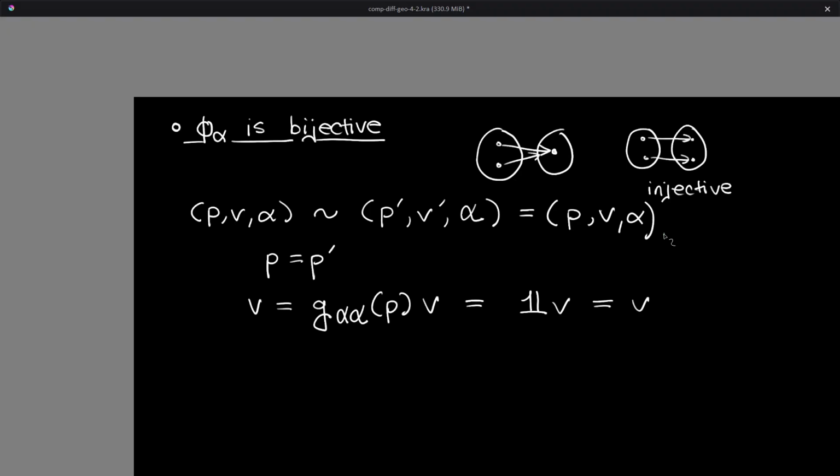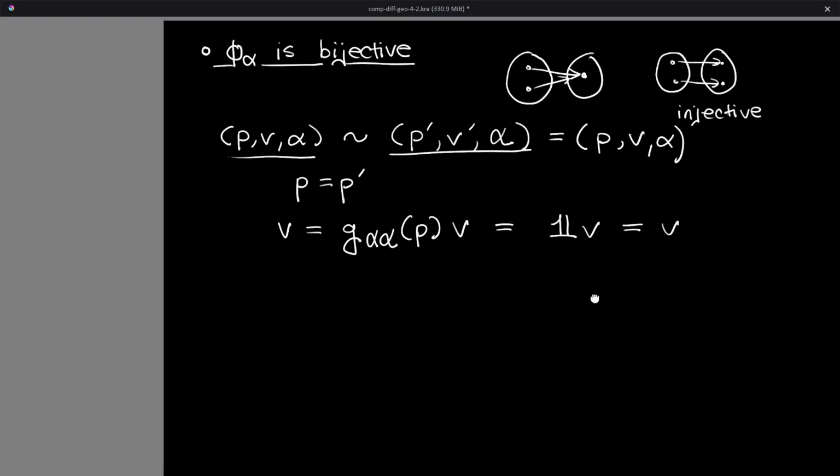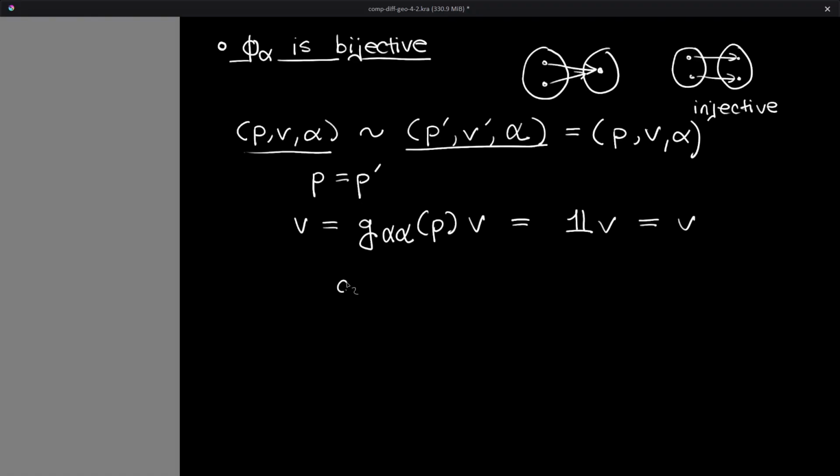So what we were originally considering as 2 distinct points mapping to the same point, actually they would have to be the same point. So only one point maps to a unique output.